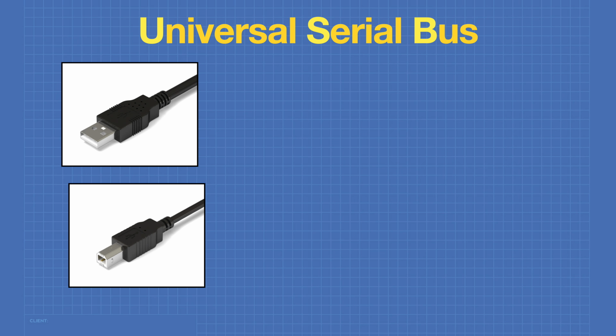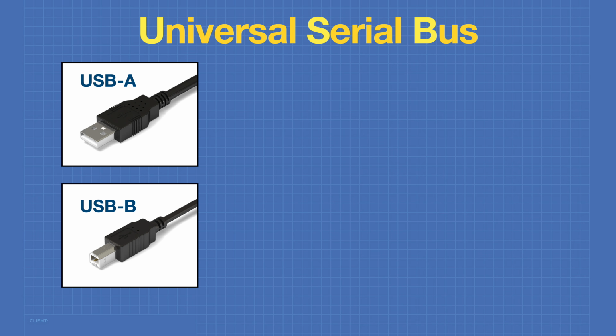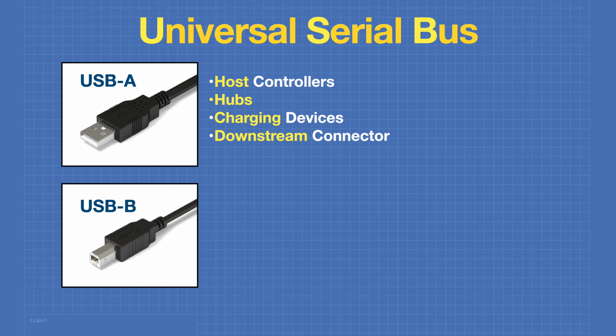The USB Type A connector is the most common USB connector and is often used for host controllers such as computers. It can also be used on hubs and charging devices. This is what's known as a downstream data connector. USB Type B is used for peripheral devices like computers and Arduino Unos, and it's an upstream connector.